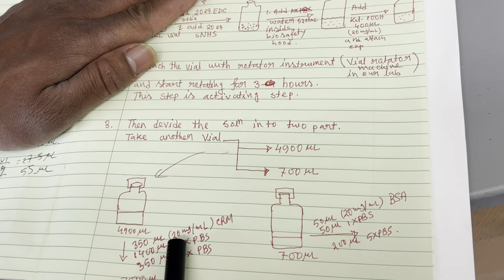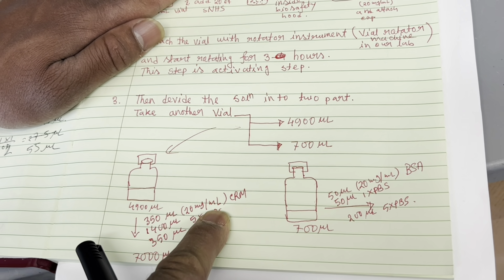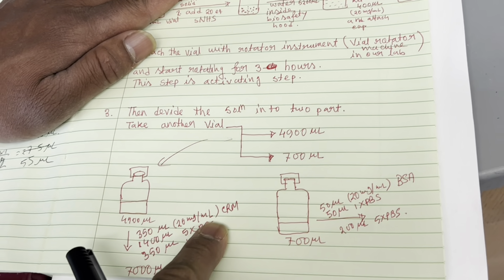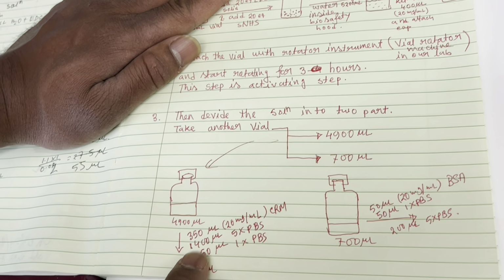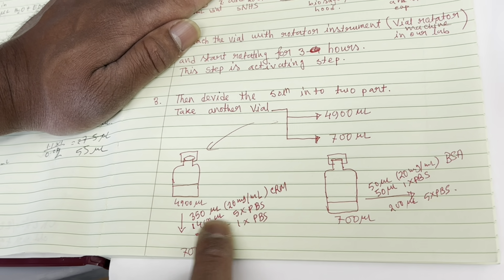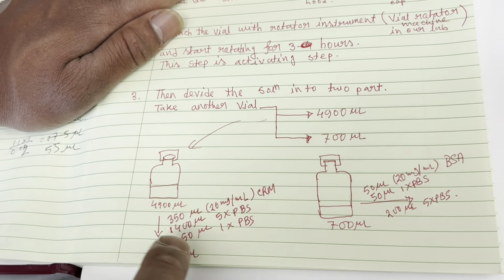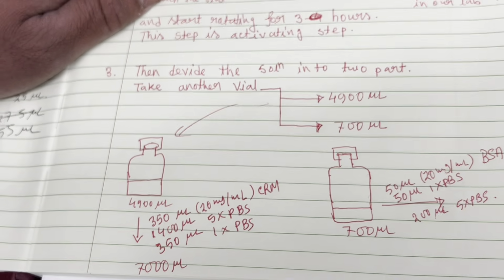Now here is another point. Sometimes people get 10 mg per ml CRM. In that case, you will use 700 microliter, because 10 mg per ml, double it. Yes, 700 microliter in the solution. In that case, you don't need to add the 350 1x PPS anymore, because that will be double; it accounts for it already. You will just add the 1400 and then you should still get 7,000.